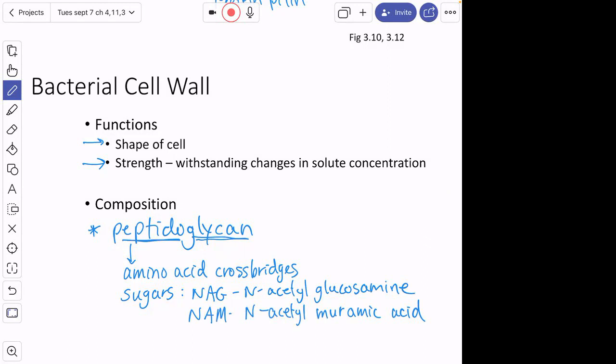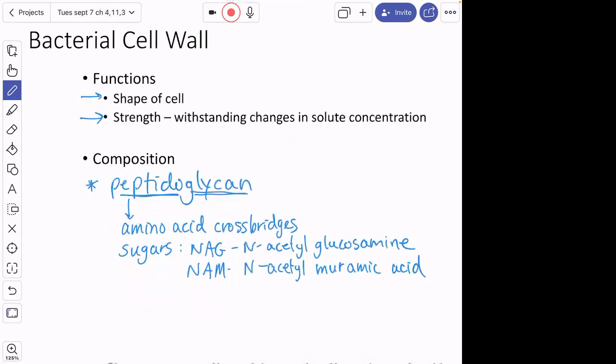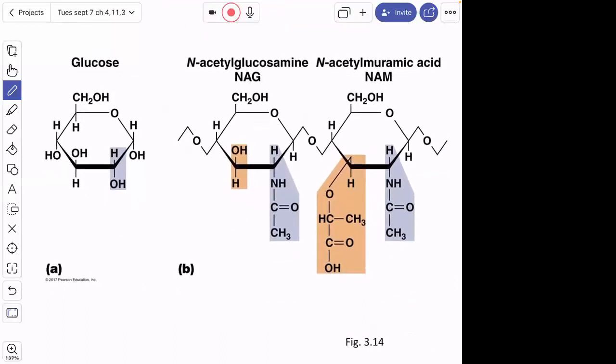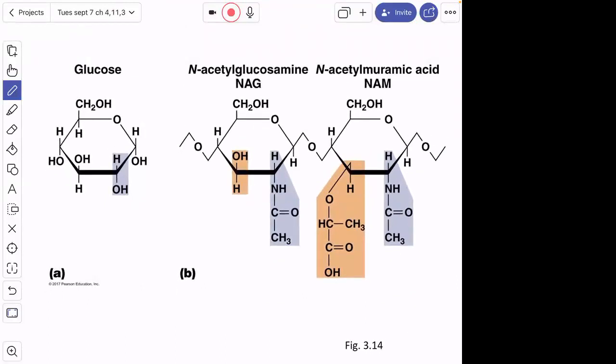Okay, and this is your... I didn't post this, but just so if you understand, if structures speak to you a little bit, both of those sugars are very similar in structure to glucose. So if you look at N-acetylglucosamine, the only difference here is at this second carbon. Otherwise, it's exactly the same as glucose.